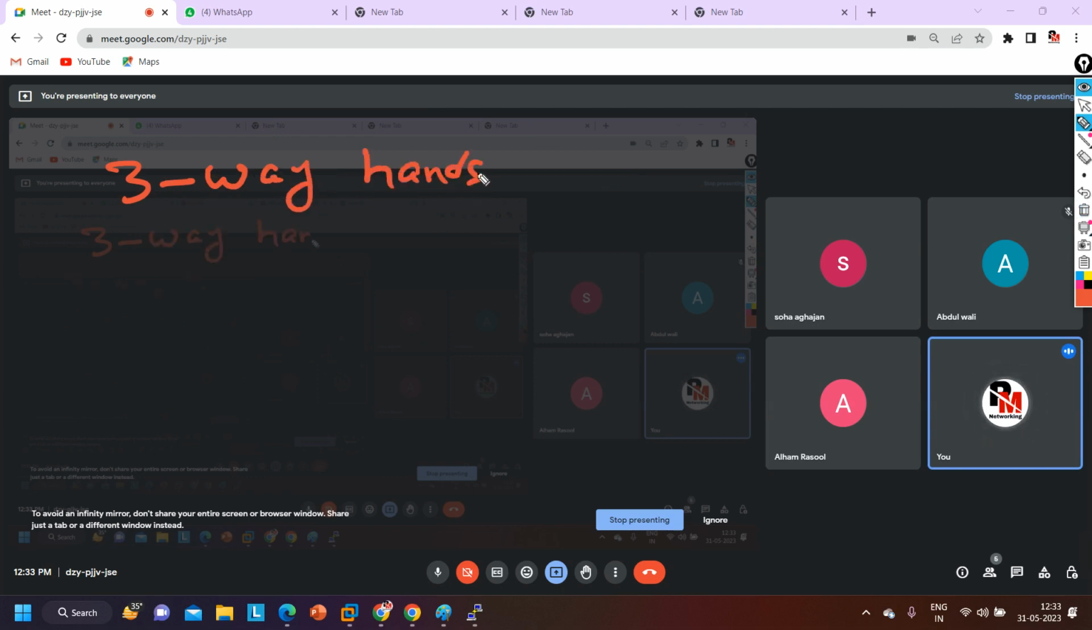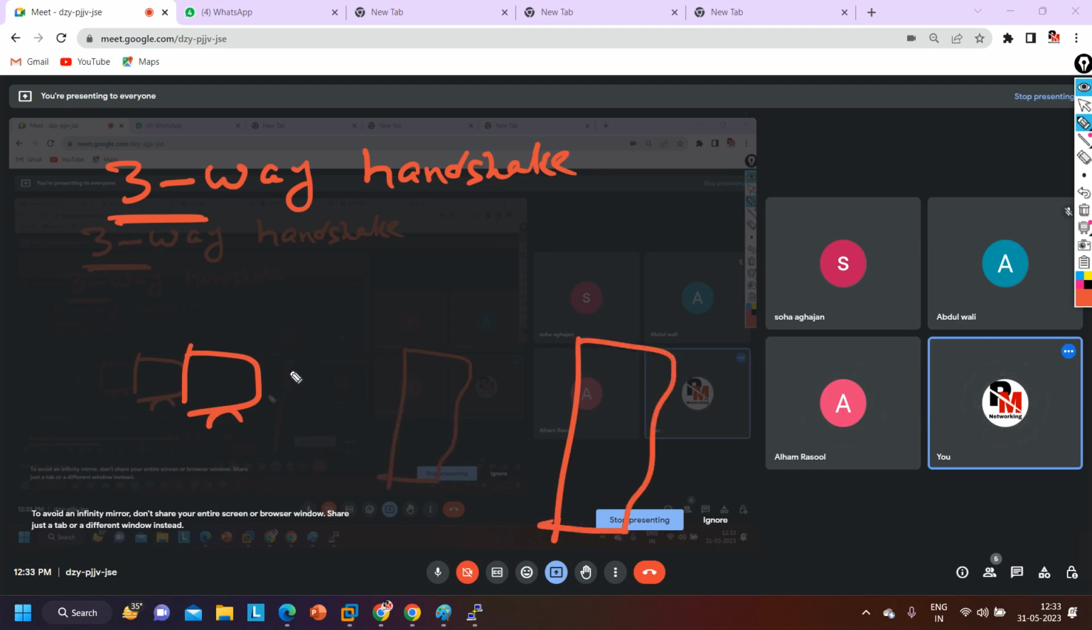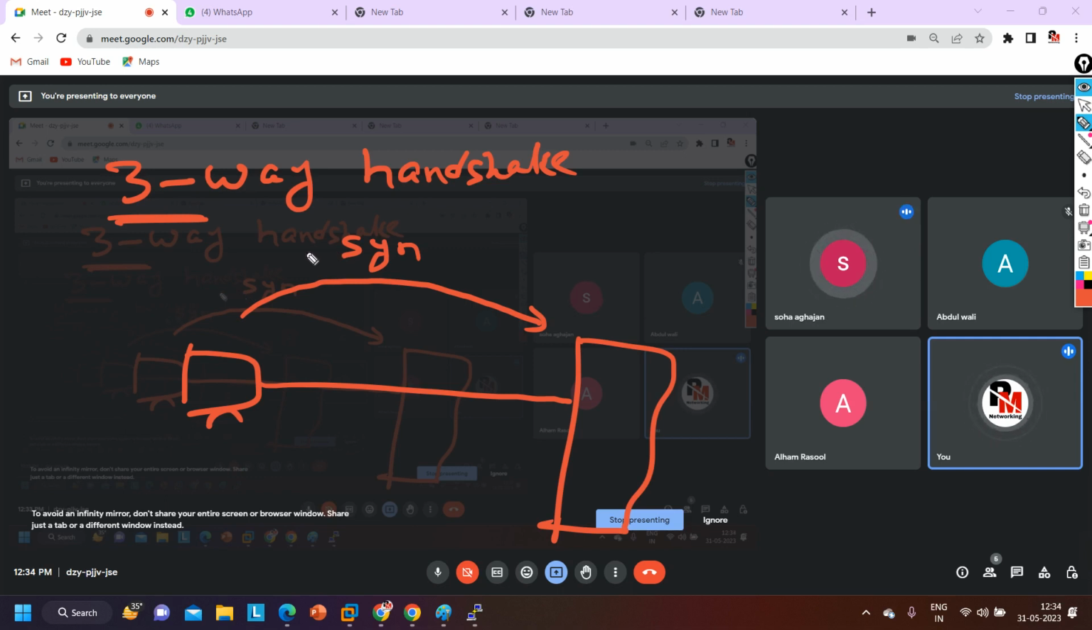Three-way handshake. Why do we call it a three-way handshake? Because in this process, machines exchange three messages. First, computer and server, there is a connection. This machine will send one SYN message. A SYN message is nothing but a TCP message. In the TCP message, there is a field called the flag field. In the flag field, there is one flag called the SYN flag. So it will turn on the SYN bit, and it will send one sequence number. Sequence number, let's say 0.